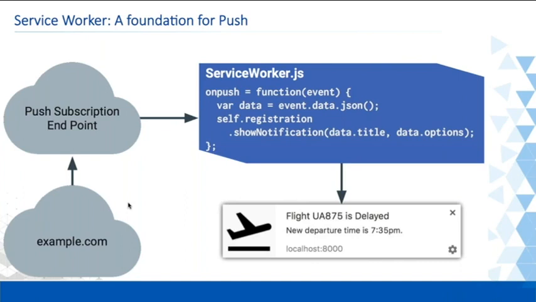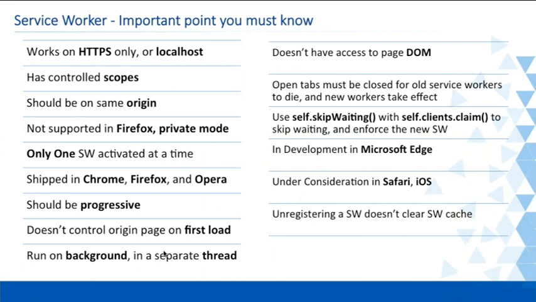If yes, then show the notification to the user. And at the bottom, you will see that the flight has been delayed, and whatever it comes, it will also show from which server it's coming. So this is the simplest thing that a push notification does, but it's magical. Those four lines can do a lot of wonders to the user.